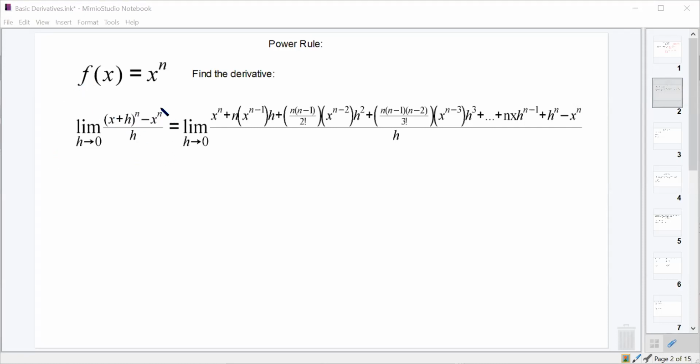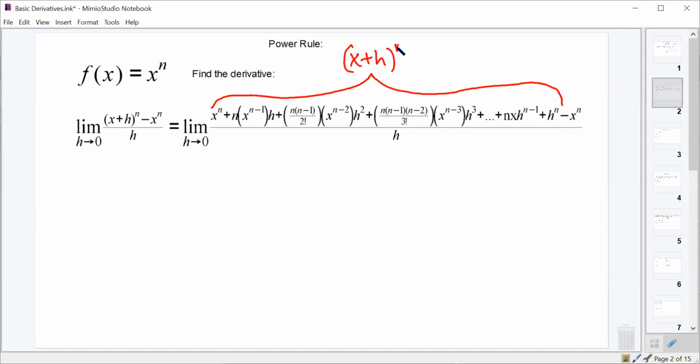Everybody agreed that this is the limit as h approaches 0 of the difference quotient of that function? Yes. All right, cool. So you're going to have to take a little bit of a leap of faith with me here and assume that I'm correct and that all of that, without the minus x to the n, is the binomial theorem expansion of (x plus h) to the power of n.